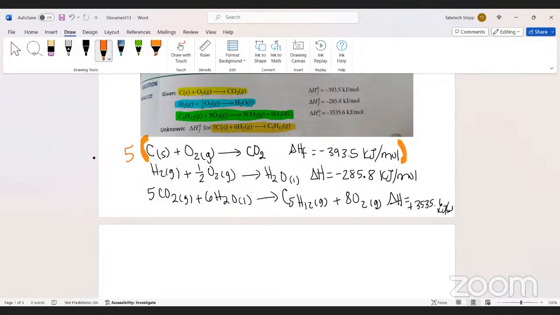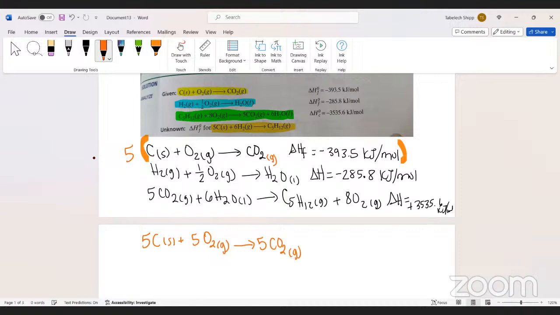This is why I say, please be patient with me, because I got to write all this stuff down again. Okay, so I'm going to rewrite the new formulas now with the correct coefficients. So I've got 5 carbons here plus 5 oxygens producing 5 carbon dioxides. And I had left off the (g) initially.